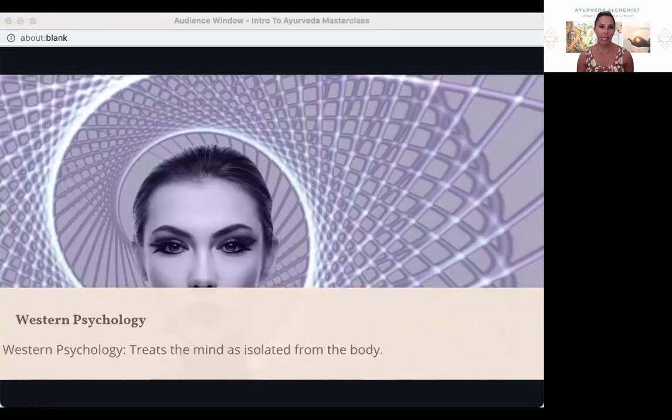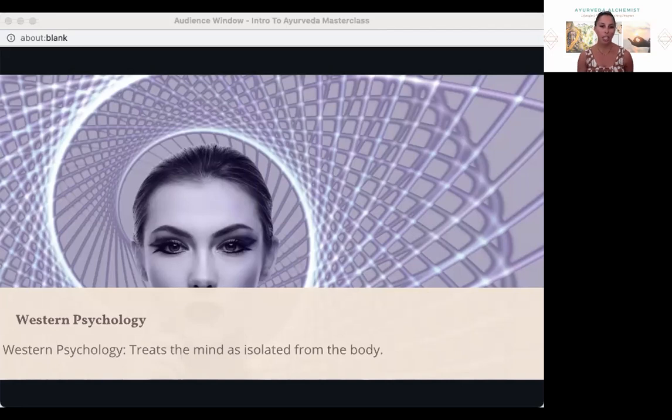So let's dive a little deeper into Ayurvedic psychology versus Western psychology. Western psychology treats the mind as isolated from the body, whereas Ayurveda looks at the mind-body as one and offers a holistic approach to treating mental health, with the goal being to create balance, clarity, and harmony in both mind and body as they're interrelated. The mind becomes a tool we can use on our journey to good health and enlightenment. But both Western and Ayurvedic psychology have their place, and they can complement each other.